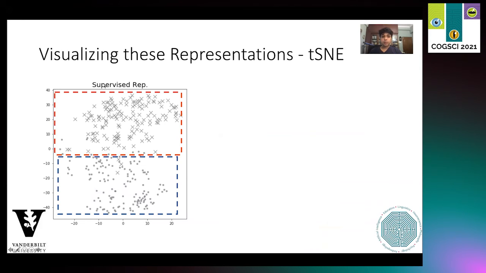We notice that in the supervised representation, we have a clear segregation into blast and non-blast sections, but there is some amount of overlap. But on the whole, 96% of the closest neighbors belong to the same class. So it's a really good representation.